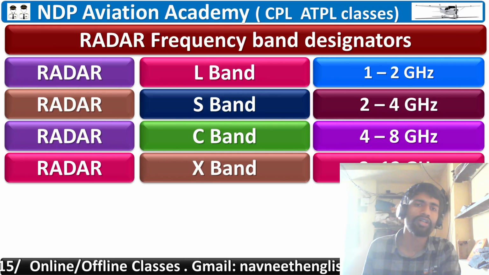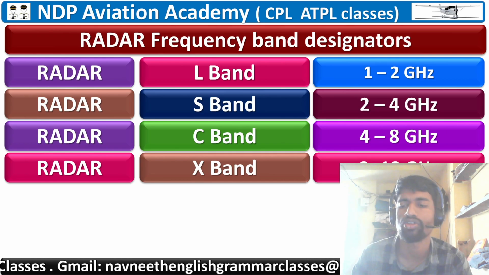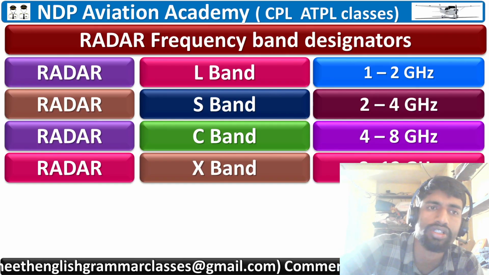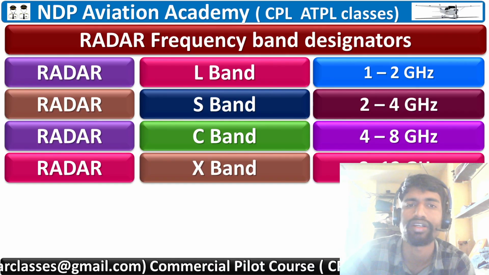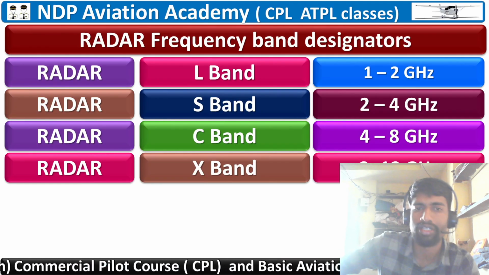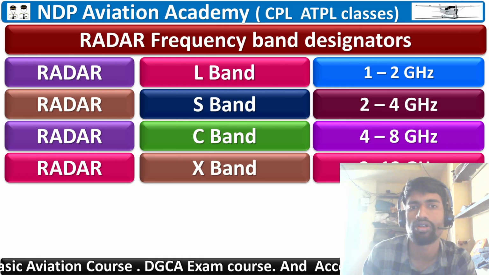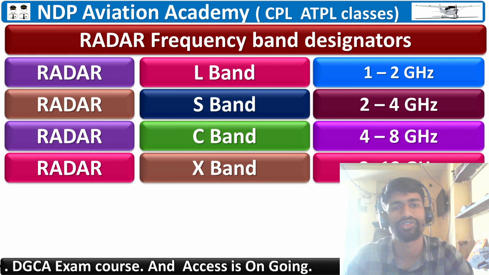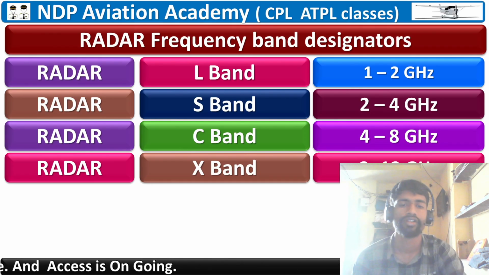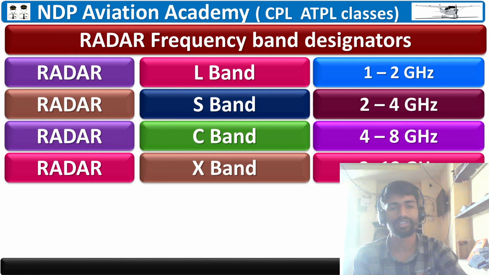Now I will stop here. I will give you 2 seconds for writing all of these things: radar L band, radar S band, radar C band, and radar X band. Write down all of these things, guys. Okay, now I am stopping here.